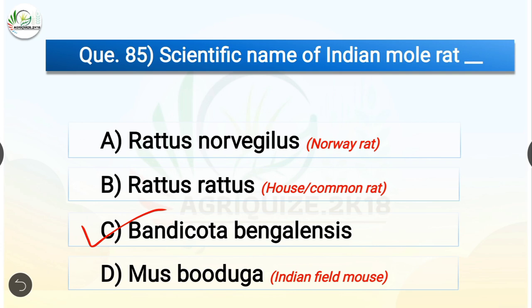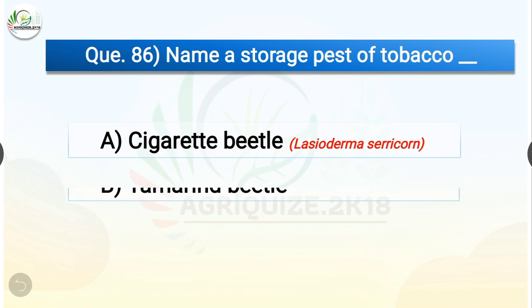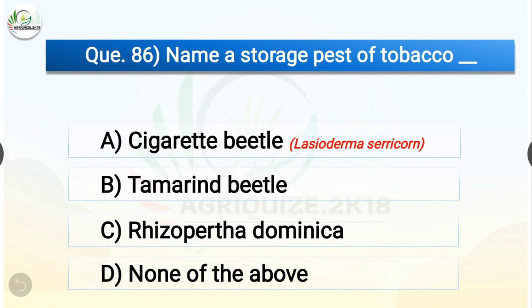Question number 86. Name a storage pest of tobacco. The options are cigarette beetle, tamarind beetle, Rhyzopertha dominica or none of the above. The correct answer is option A, cigarette beetle. So the storage pest of tobacco is cigarette beetle, which is Lasioderma serricorne.